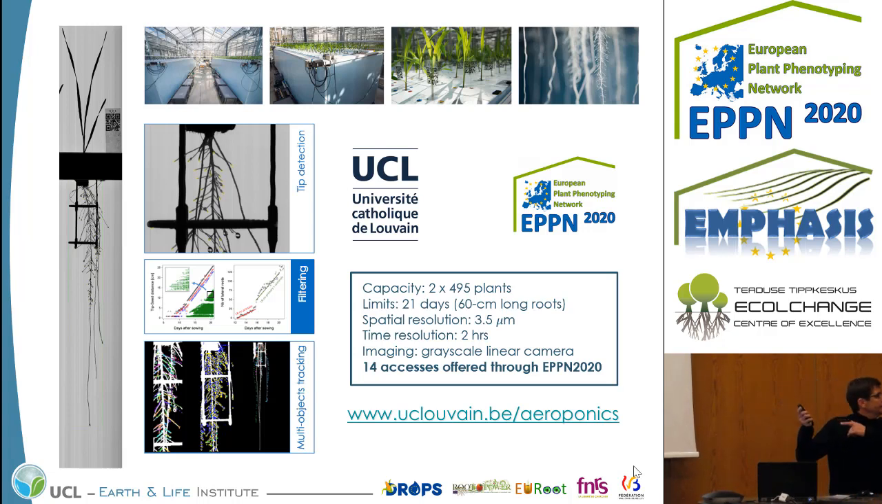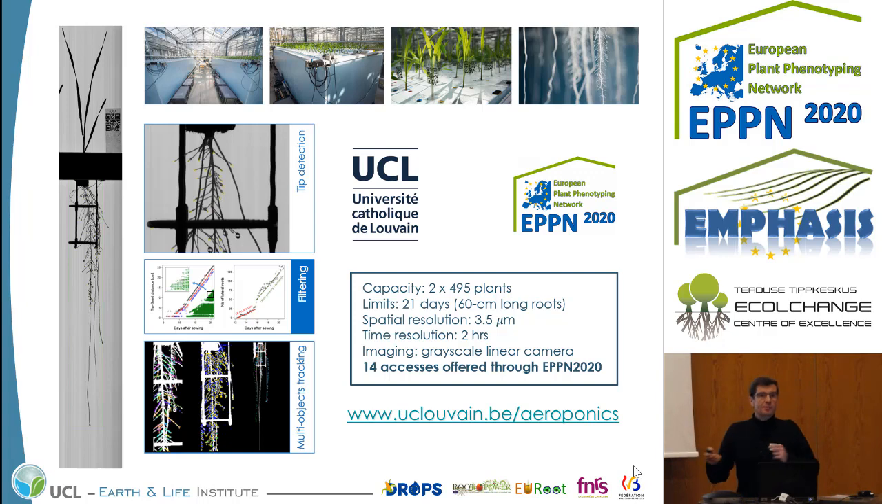And maybe just a slide. So through EPPN2020, you can access, 14 times, not 40 times, for one group, the aeroponics phenotyping facility in Louvain. I tend to consider aeroponics as a way to observe roots in non-constrained environments. For there to say that it would be a good reference, there is still a gap, but we use an array of techniques to monitor root growth with a time resolution of 2 hours. So we have 1,000 plants, and every plant is imaged every 2 hours. So that generates a lot of images.